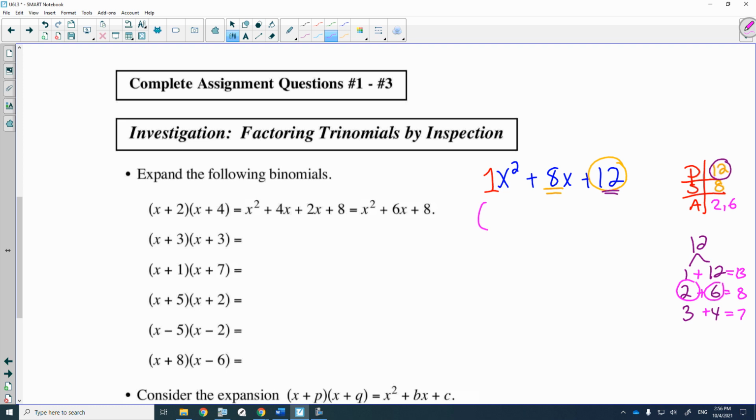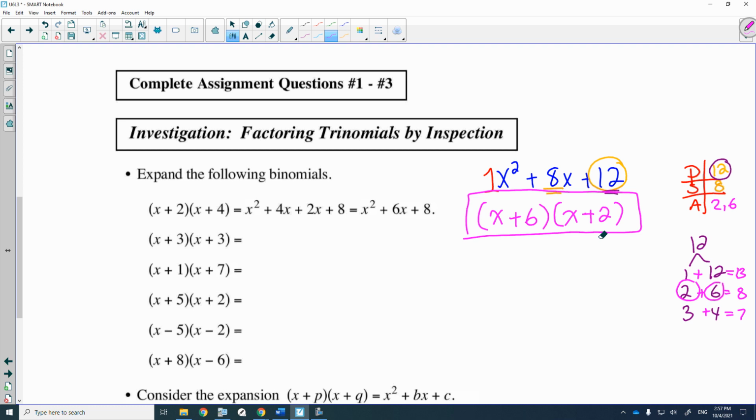Create your two brackets. Put an x at the beginning of each bracket. 1x will get a plus 2. It does not matter which one, and 1x will get a plus 6. This answer has two factors. One of the factors is x plus 6. One of the factors is x plus 2.